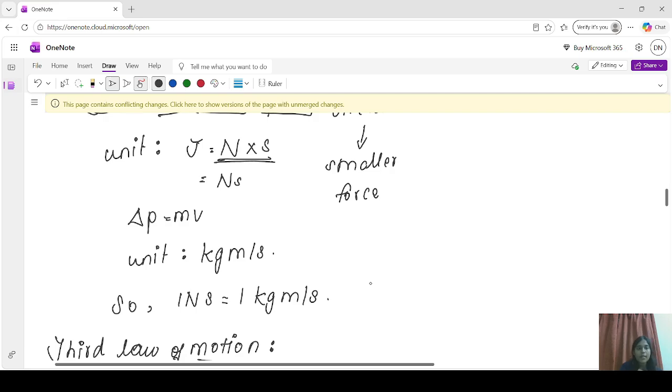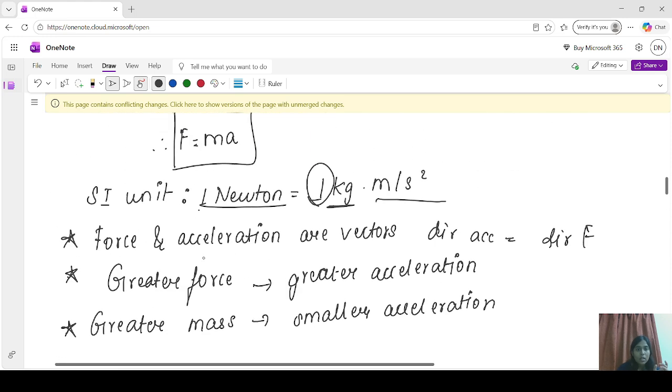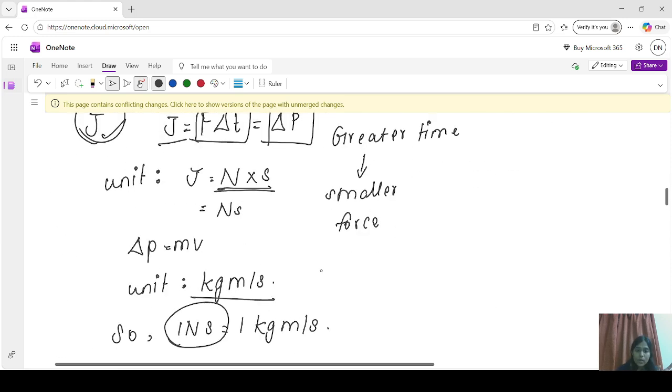Okay. And what is the unit? Unit is kg meter per second. So we already know that 1 Newton is equal to what? 1 Newton is equal to 1 kg meter per second square. And now we have included second here. So this is how we have obtained the formula.